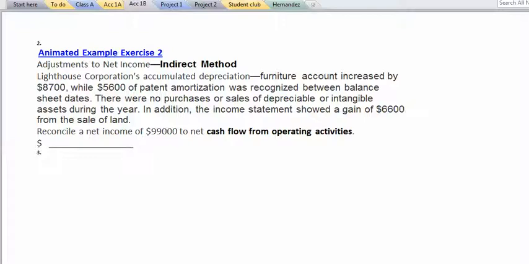So we're going to be adding that back. Even though we're recording that adjustment entry, we're decreasing our net income with that expense and accumulated depreciation. We need to add that back when we're converting it from the accrual basis to, in essence, the cash basis. So I'm going to start off with my net income of $99,000.